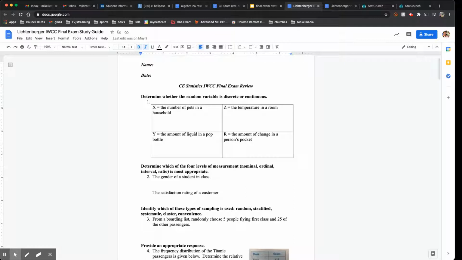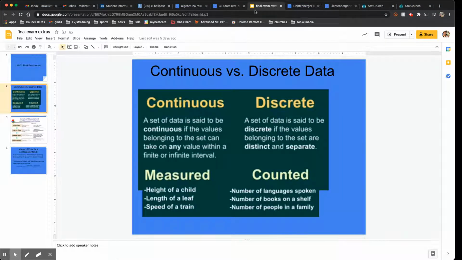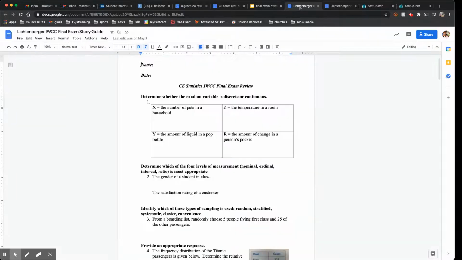So let's get started. Determine whether the following random variables are discrete or continuous. This goes back to the stuff that I shared with you that has the extra stuff that we never covered in the class. So the way we remember it is that continuous data is measured, discrete data is counted. So if it's measured, it's continuous. If it's counted, it's discrete.